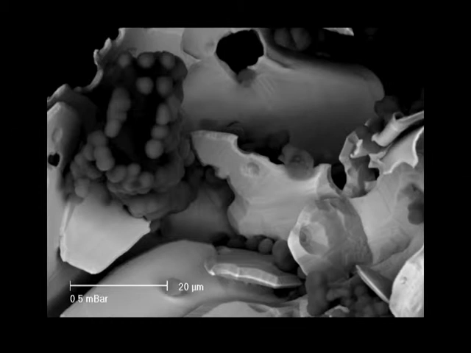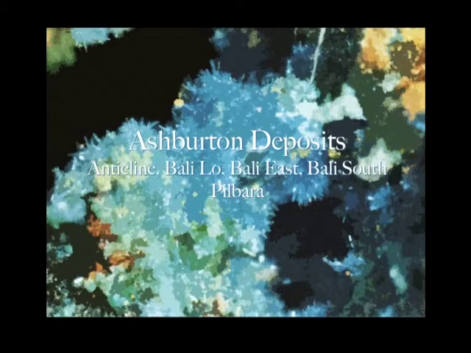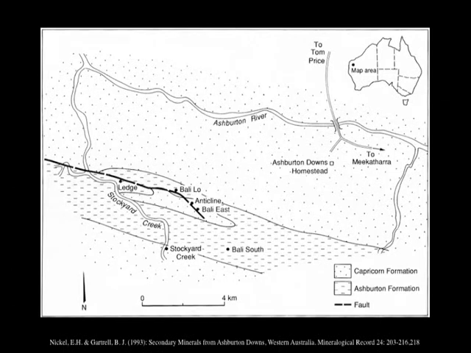And so we'll just move along to the Ashburton Downs deposits in the Capricorn Range in the Pilbara. So over 80 different species of secondary minerals have been discovered in the Ashburton deposits. And mineralisation has been known there since the early 1960s. There's been minor work, but no large-scale mining there. Here's a map showing the location of the Ashburton Downs and a simplified geology there as well.